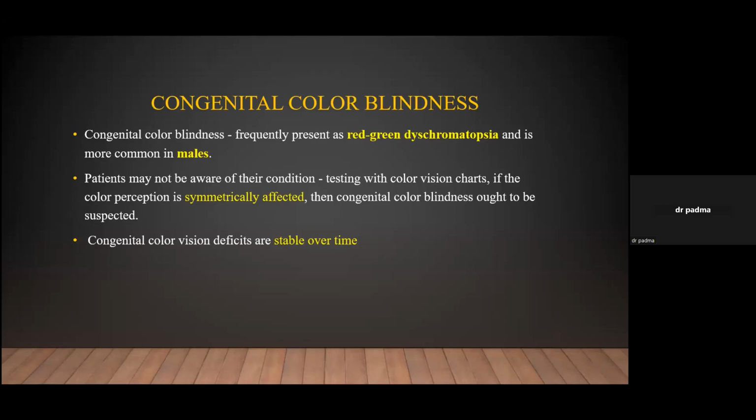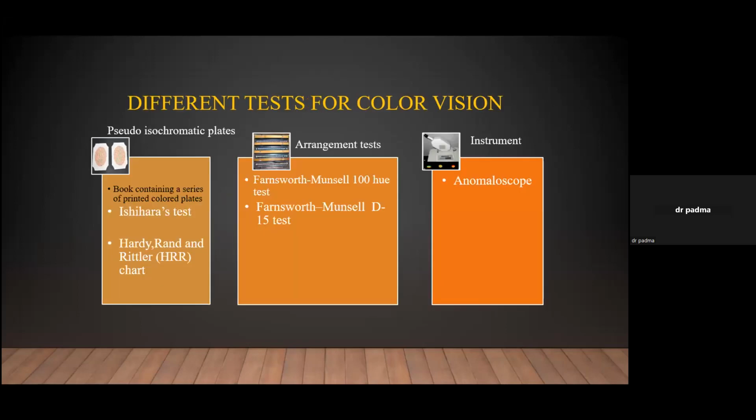There are different charts for color vision, and one is the pseudo-isochromatic plate, which is a book containing a series of colored plates. The Ishihara chart and the Hardy-Rand-Rittler chart are examples. Next is the arrangement test, which includes the Farnsworth-Munsell 100 hue test and the D15 test. And then there's an instrument called the anomaloscope, which is used for color vision testing.